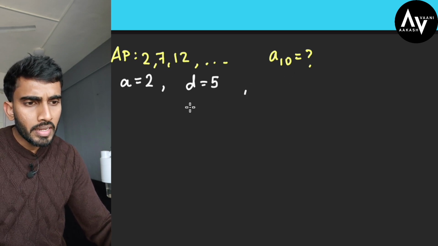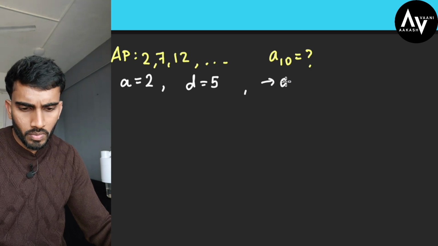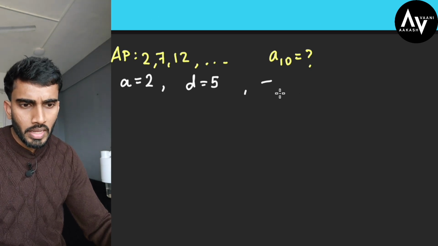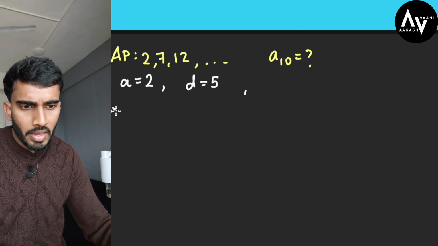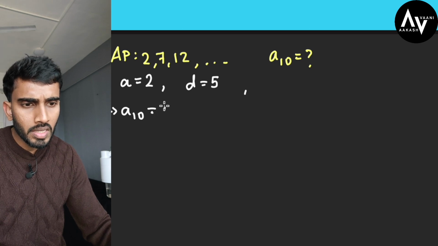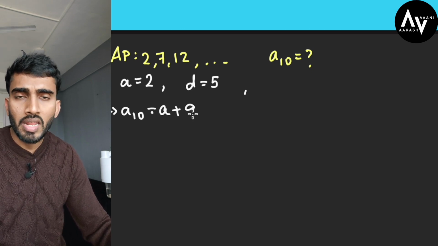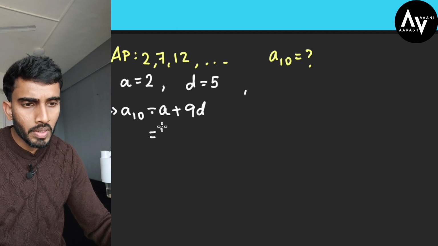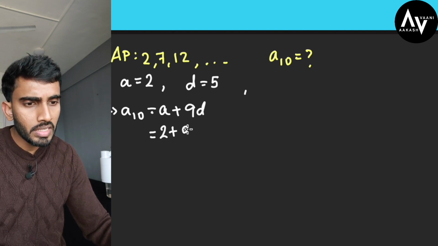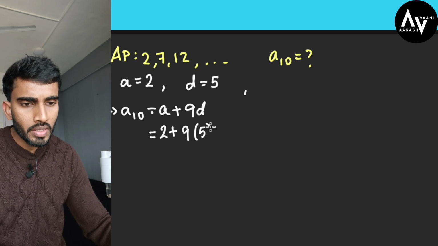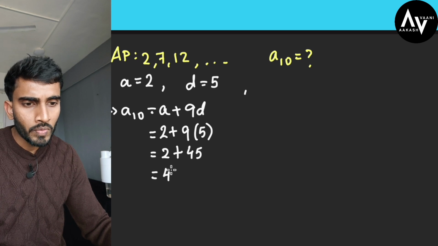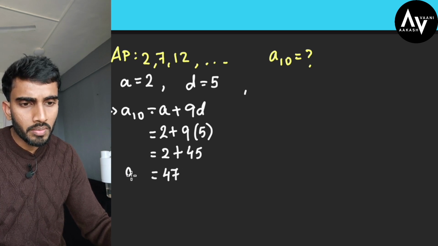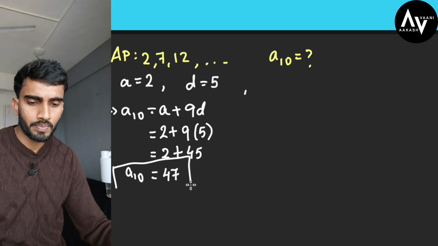Now A10 can be written as what? A10 can be written as A plus 9D, that is 10 minus 1, 9. Putting the values of A is 2 plus 9 into D is 5, we get 2 plus 9 fives are 45, and 45 plus 2 gives us 47. So our 10th term is 47.